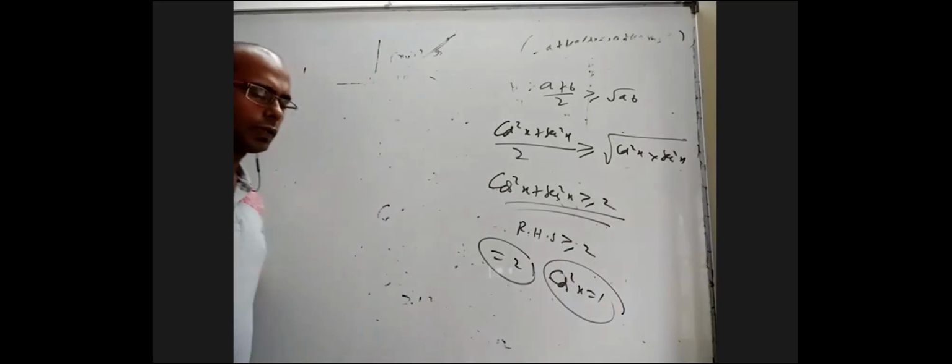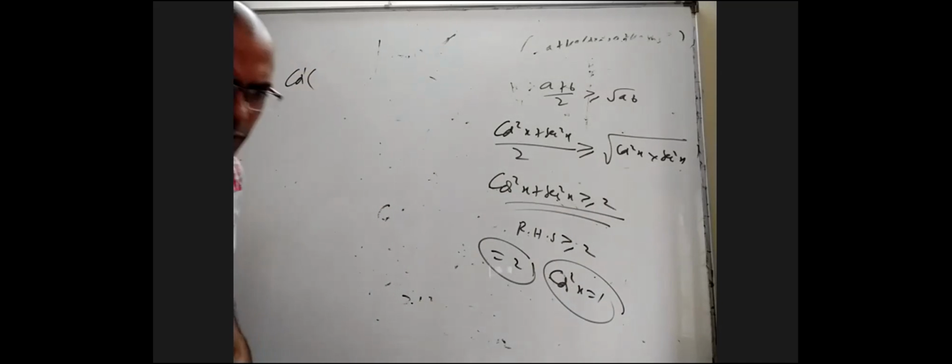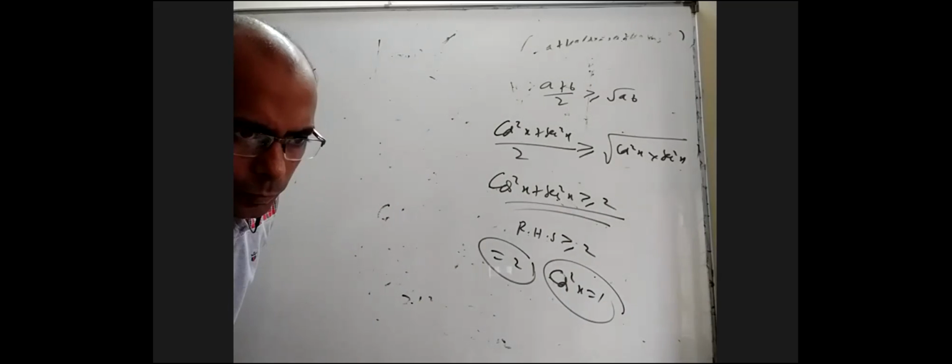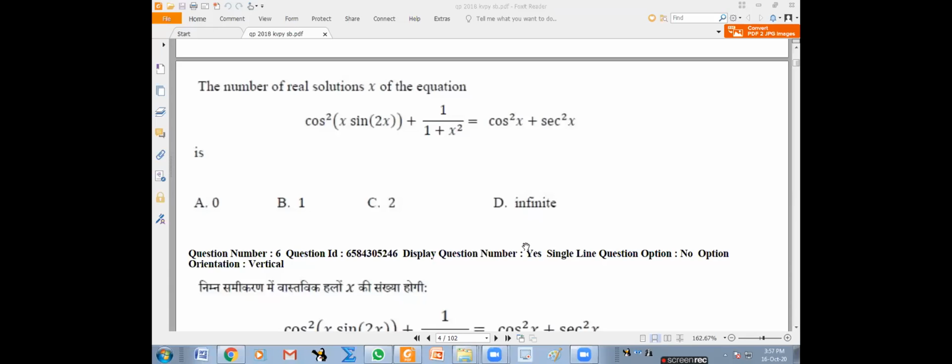That's okay. Coming to LHS, I did not see something. What is that? Cos of something was there. Cos square x. Cos square of x sine 2x.